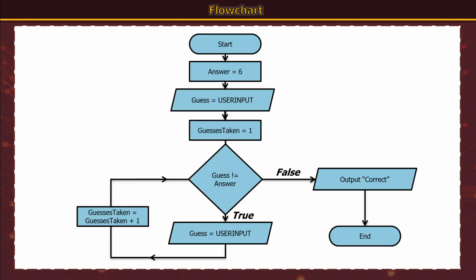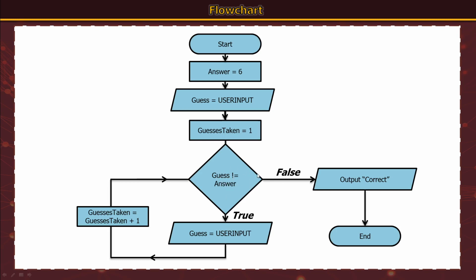Let's look at this scenario then. So I've got a flowchart, okay? Here, it sets answer to 6. That's not an input, is it? Here, I take a user input in the form of a guess. Here, I set this value to 1. Here, I check whether or not something is true or not. So if guess is not equal to answer, it's going to come down here.